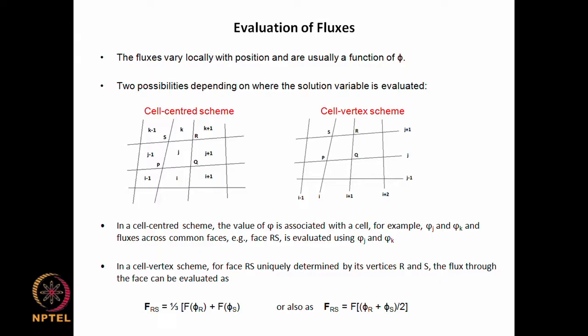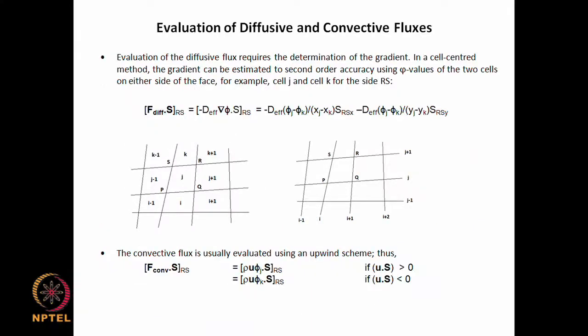So, there is another aspect to fluxes. Fluxes have a diffusive component and a convective component. The diffusive component will introduce the gradient of phi. Convective components will involve the value of phi itself, the absolute value, and not the gradient. Now, how do we do this?